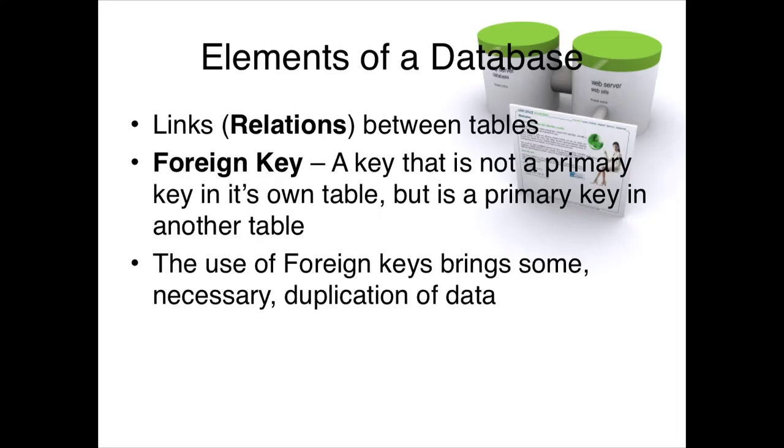This means that there is some data that has to be duplicated. For example, the primary key in one table has to be in a second table as a foreign key to produce a link. So it's a necessary duplication of data, because one of the things we're trying to do with databases is reduce the need for data duplication.